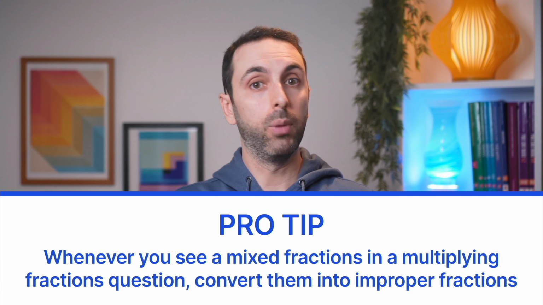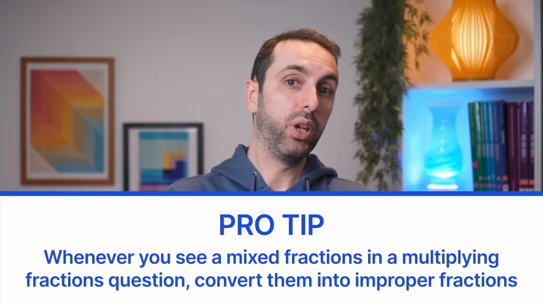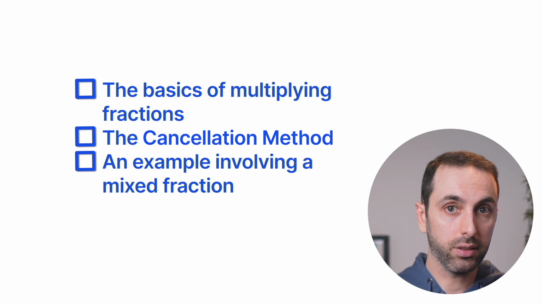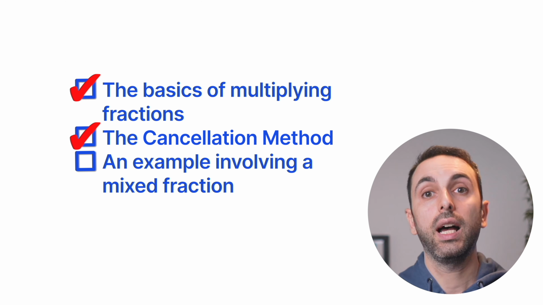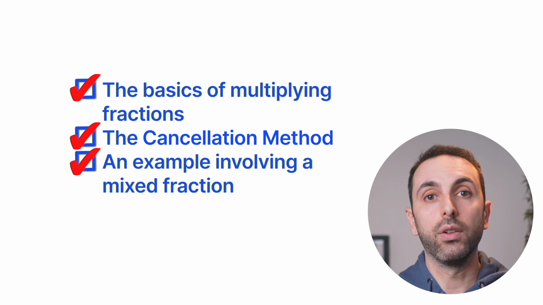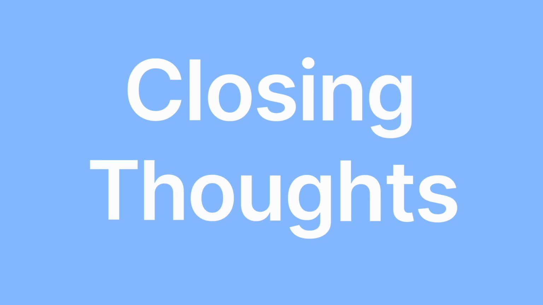So a pro tip here is whenever you see a mixed fraction multiplied by anything, we always want to convert any mixed fractions into improper fractions. So we've talked about why we multiply numerators and denominators of fractions, an example of how to multiply two fractions together, and how to multiply fractions when we have a mixed fraction involved. So now you've got the skills in order to go right ahead and practice some similar questions.